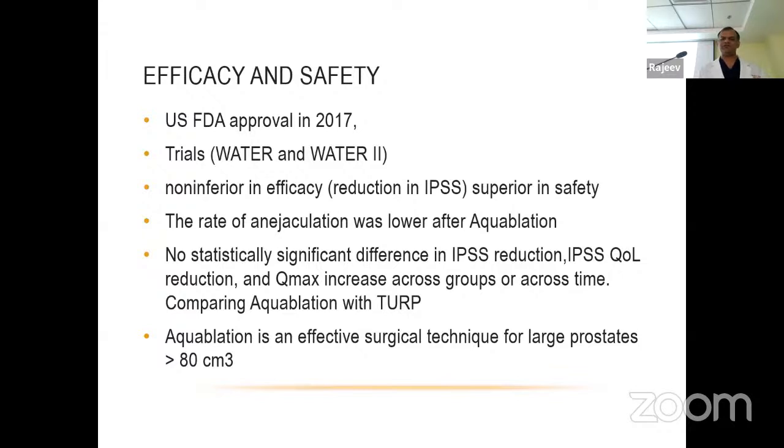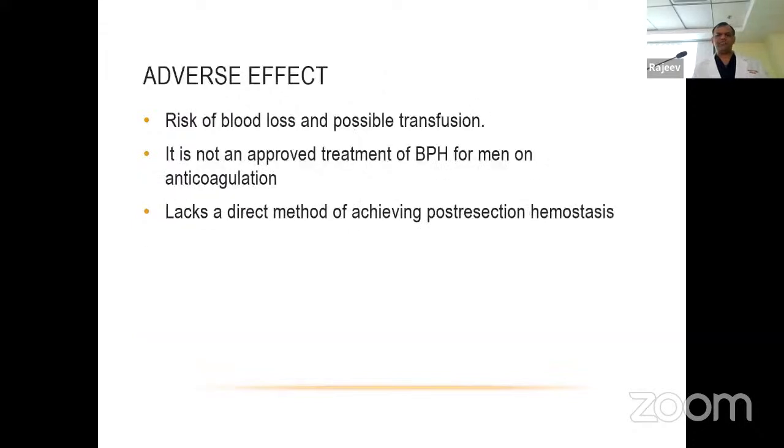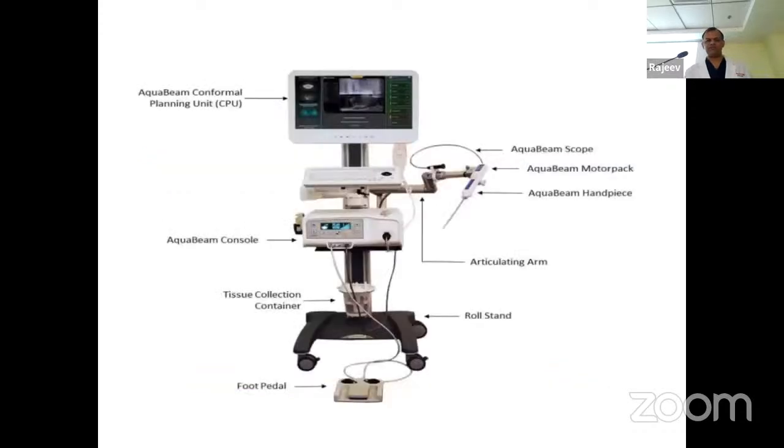The rate of anejaculation was lower after aquablation, and there is no statistically significant difference in IPSS reduction or quality of life reduction, and the Qmax increase across group and across time comparing aquablation with TURP. Aquablation is an effective surgical technique for large prostates of more than 80 cc. Adverse effects of aquablation include a risk of blood loss and possible transfusion. It is not an approved treatment for BPH for men on anticoagulation, and it lacks a direct method to achieve post-resection hemostasis. This is the device used in aquablation.